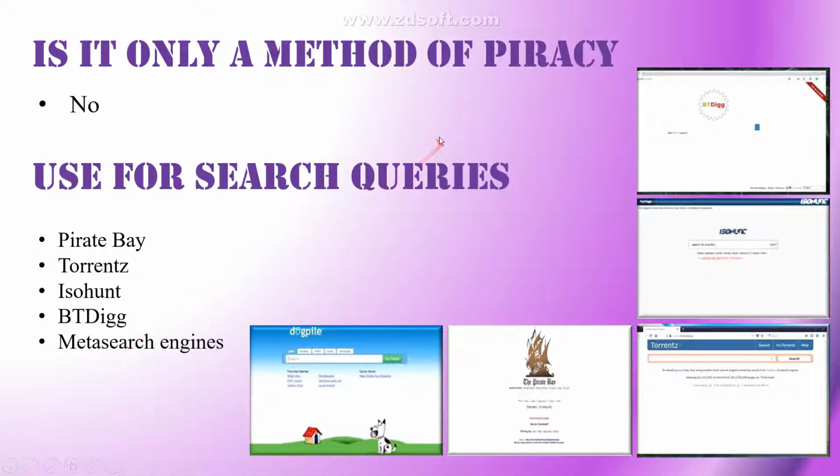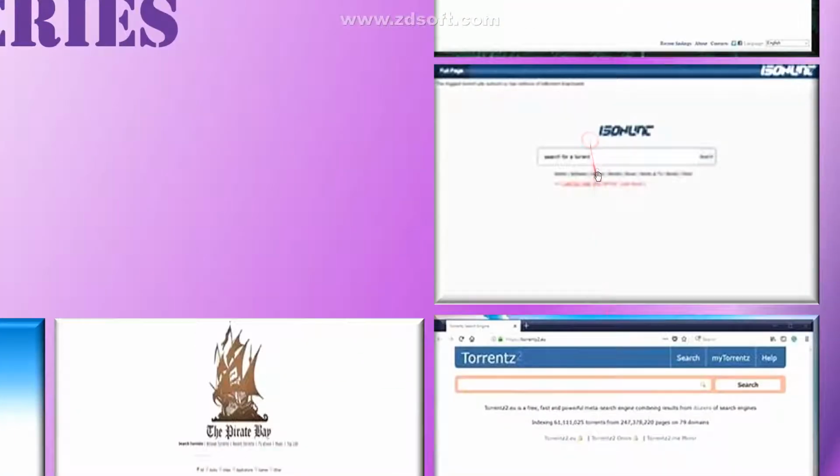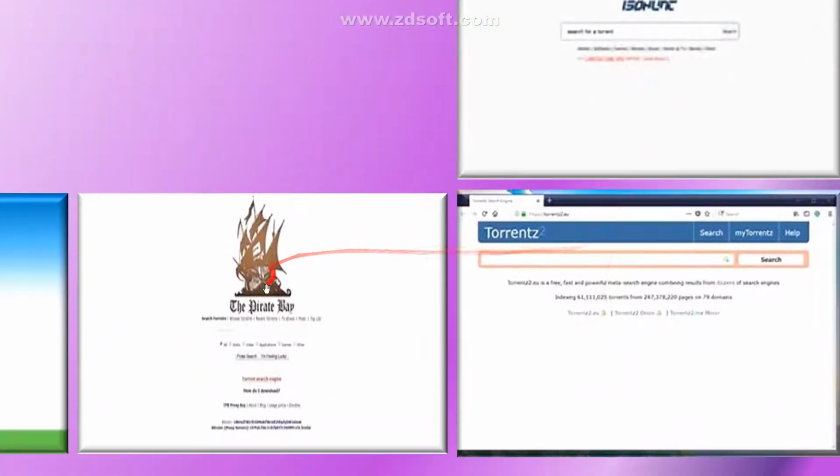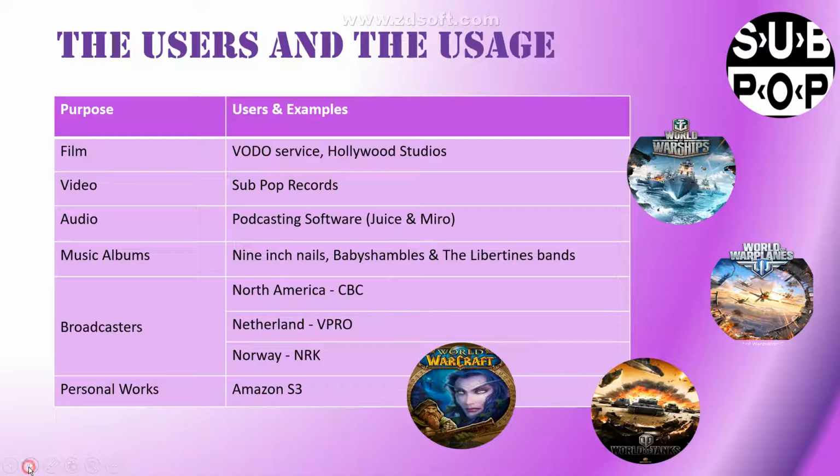Okay, let's see. In the first slide I explained that BitTorrent is popular as a method of piracy. Piracy means downloading commercial software without paying. So now I'm going to show you BitTorrent is not only used for this purpose. It is used for search queries, such as BTJunkie, isoHunt, Torrentz, The Pirate Bay, and Dogpile, meta search engines can be mentioned.